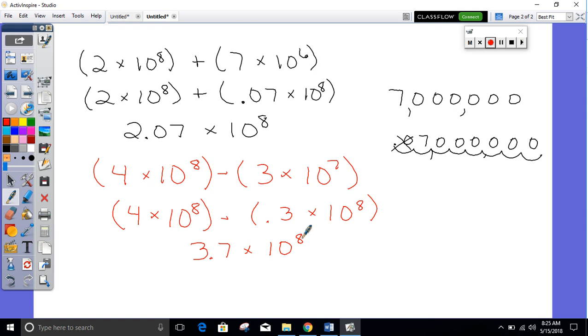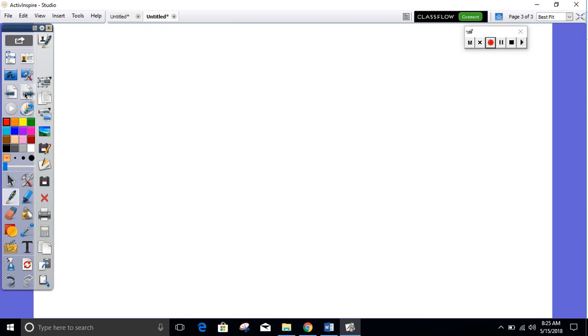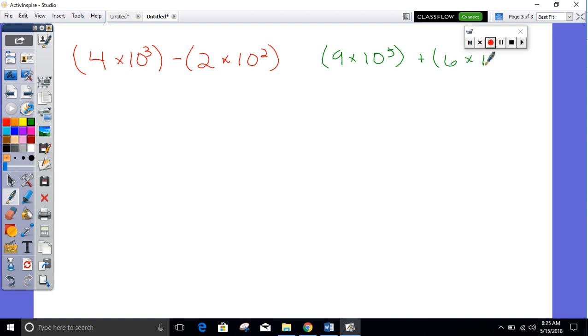All right, let me give you guys some examples now to try. Here's the first one. And the second one. Okay, go ahead and take a couple minutes to try these examples and then we'll talk about them.